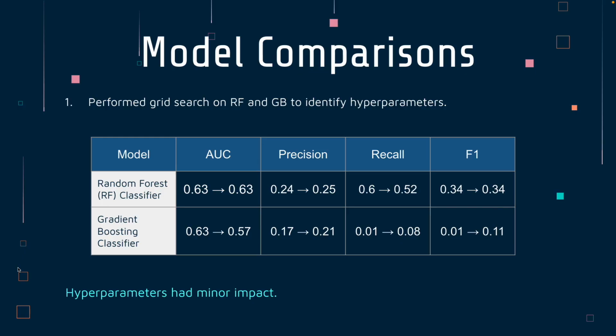And so once we did some hyperparameter tuning, we reached the threshold of our ability to impact and reduce overfitting within the model here. And the hyperparameter tuning had minimal impact.